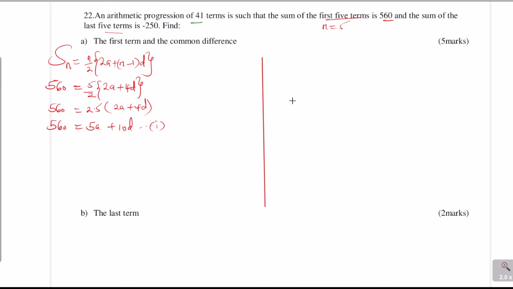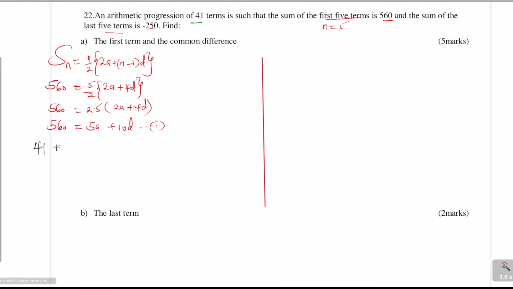Now where do we get the other equation? We get it from the other statement here. The sum of the last 5 terms is negative 250. So which are these? How do we get the last 5 terms? Since you are given these are 41 terms, then it is possible to extract the last 5 terms. So the last term is the 41st.